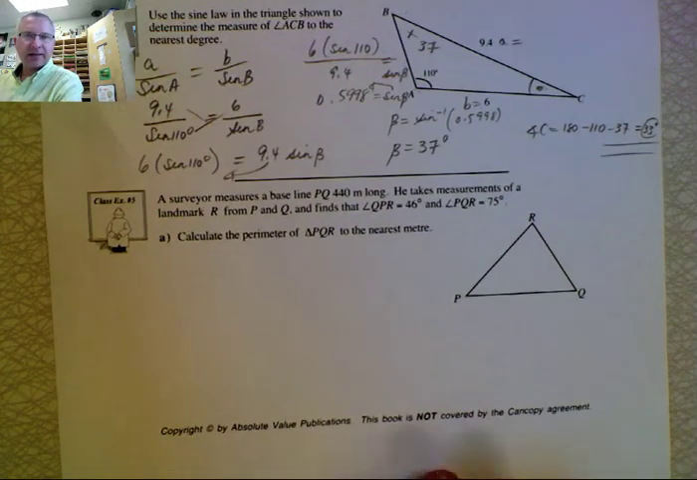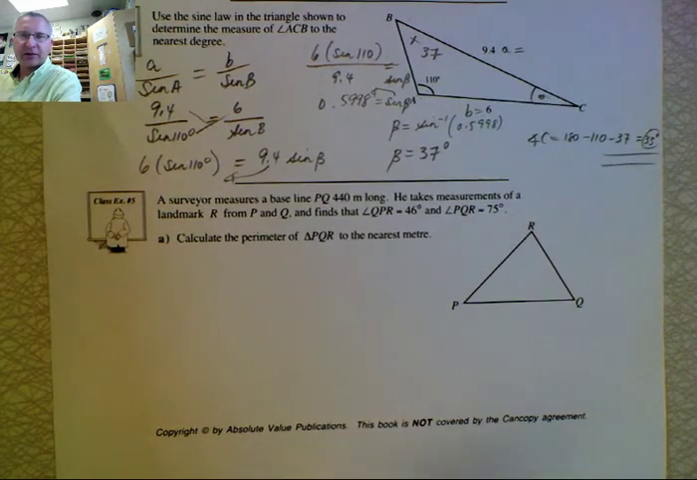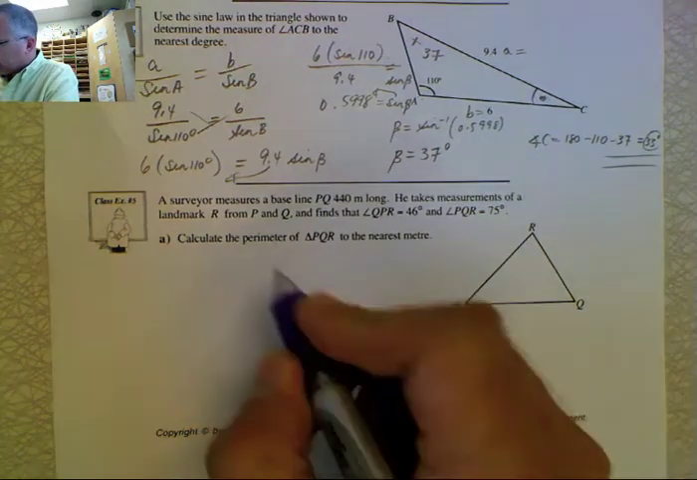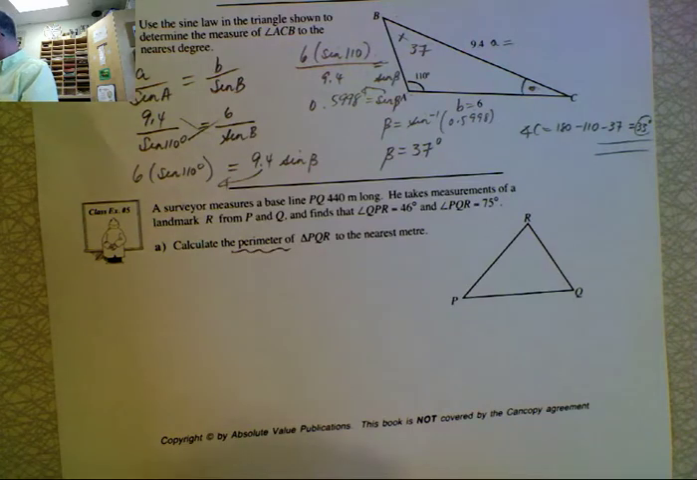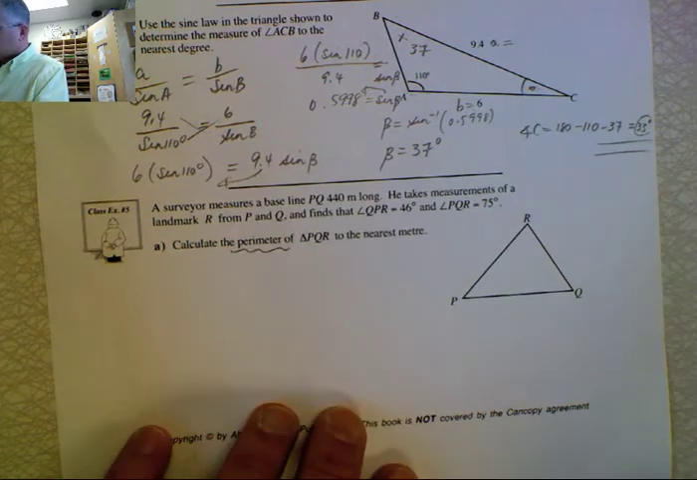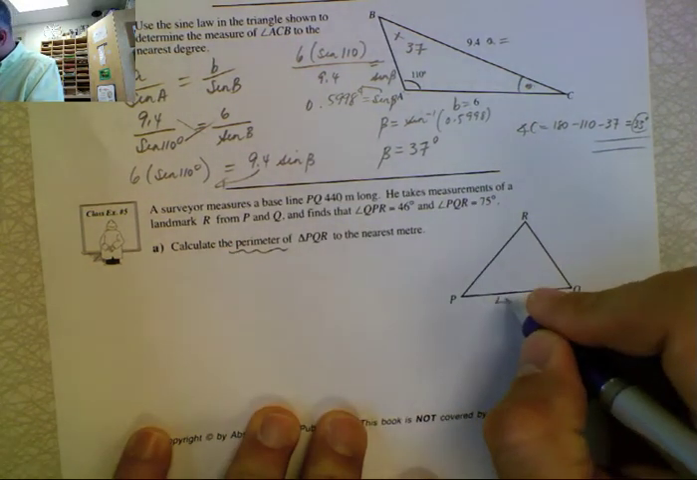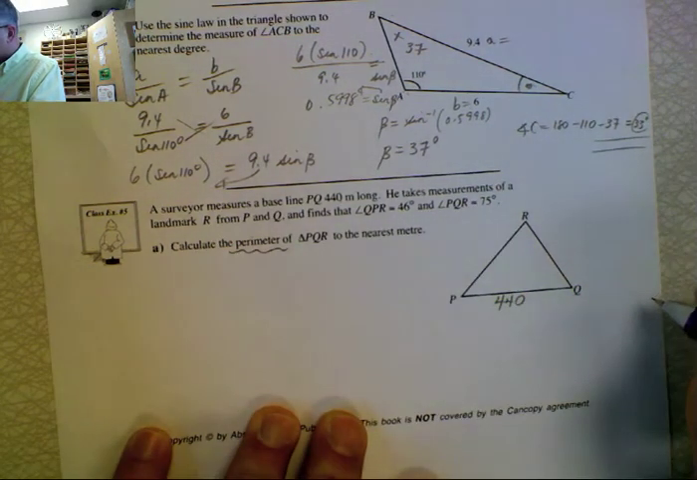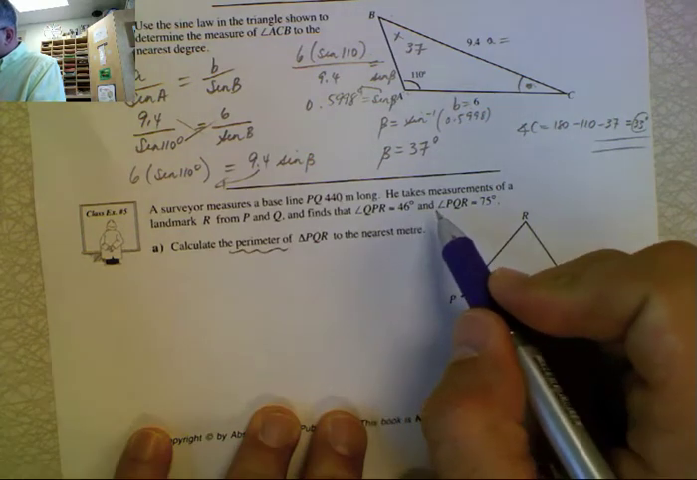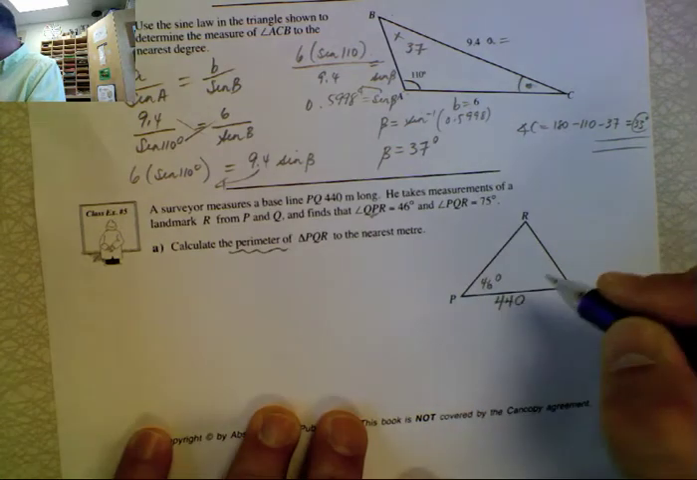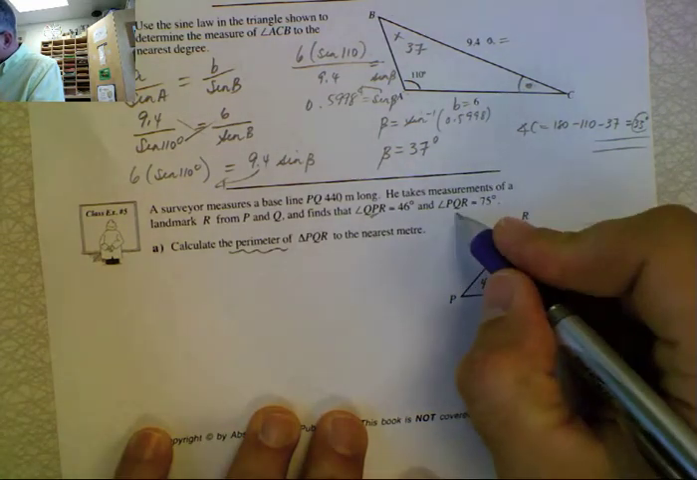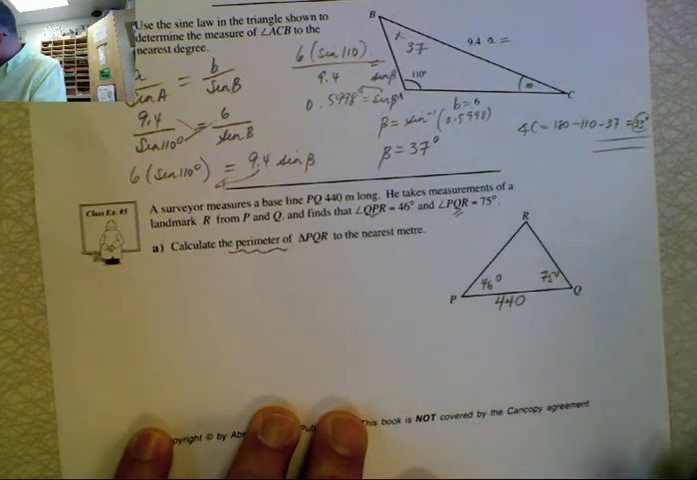Now, last example we're going to do gives us some measures, just tells it to us in a problem, and asks us to calculate the perimeter of this triangle. Well, perimeter, remember, means you have to find the length of all the sides in this particular triangle. So we're going to take the information they give us. They tell us PQ is 440 meters. Tells us that angle P is 46 degrees and angle Q is 75 degrees.